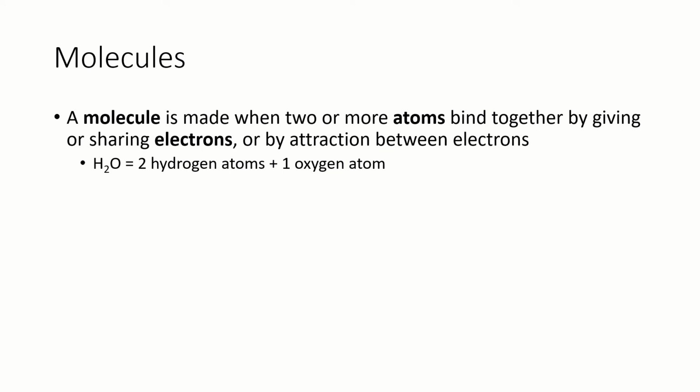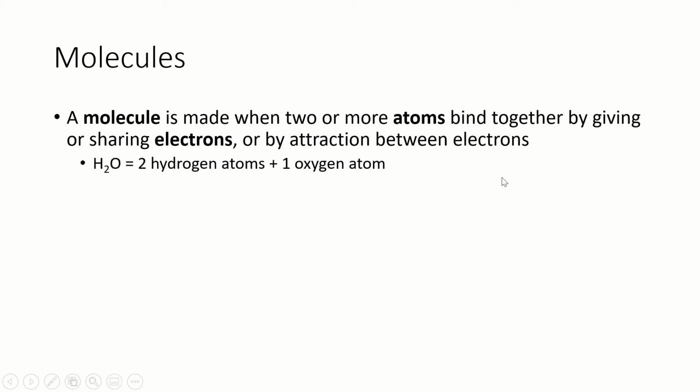In this section, we're going to talk about molecular bonds, which is when we put two or more atoms together. We make something called a molecule. We make molecular bonds by either giving electrons from one atom to another or by sharing electrons, or in some cases, just because electrons are attracted to each other. We'll come back to that.